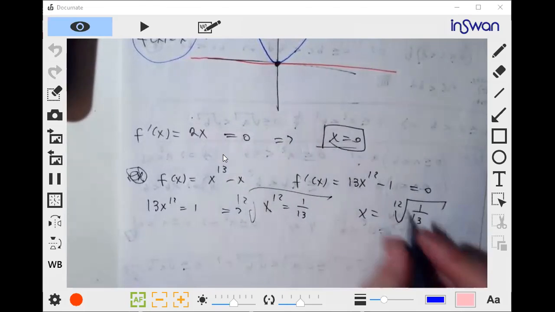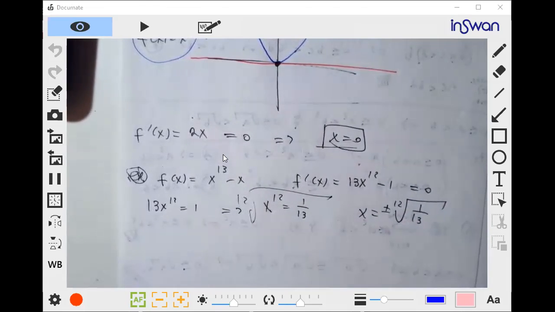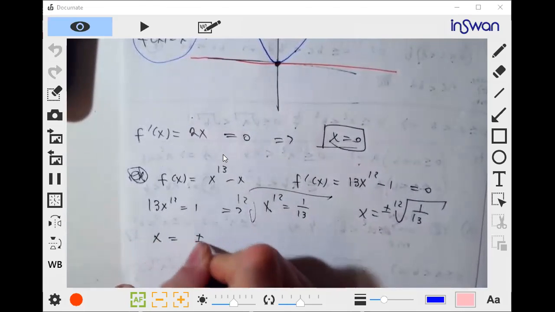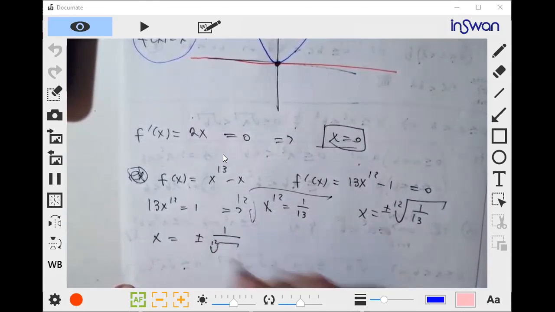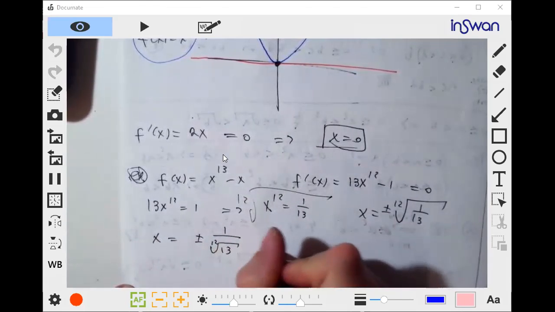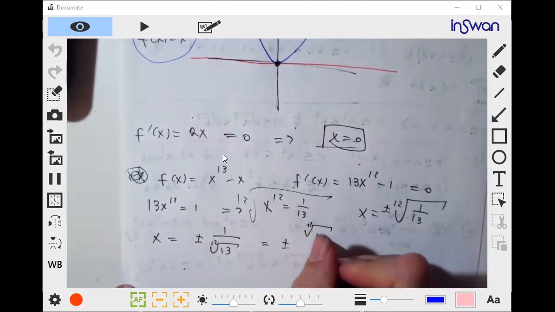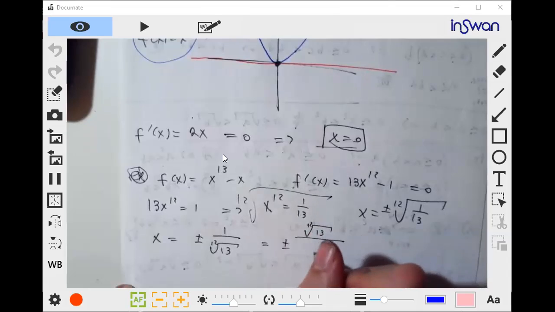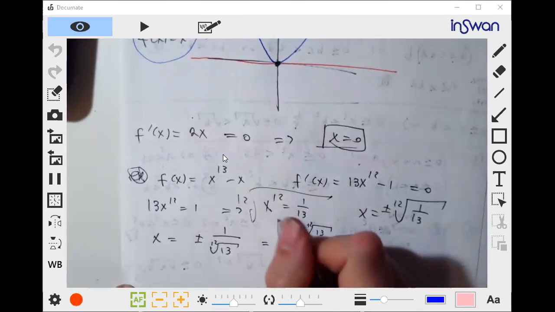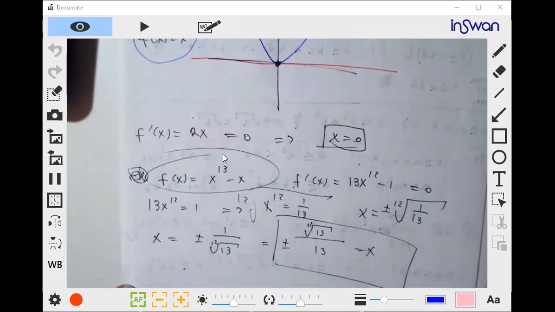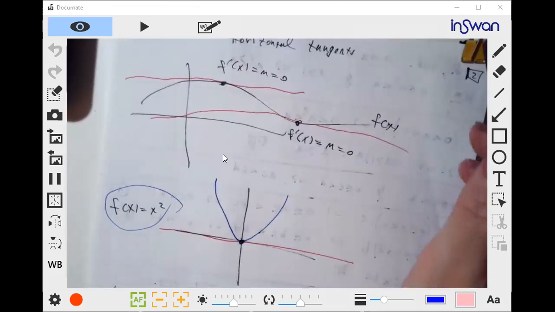Okay? And since this is an even root, it's technically plus or minus. So technically, when we keep going, this is plus or minus 1 over the 12th root of 13. And you can rationalize the denominator, so you get plus or minus the 12th root of 13 all over 13. These are the values in which this function is going to have horizontal tangents. Right now, it doesn't really seem why we're interested in these values.